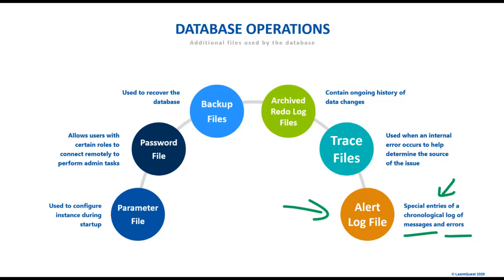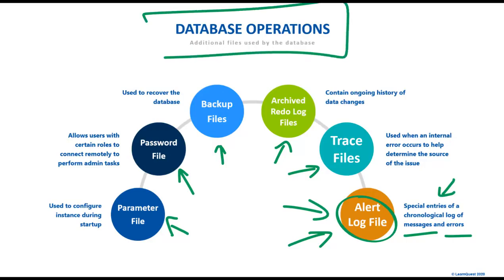If you wanted to take a look at what happened, even historically, when some problems occurred or how the system was functioning, you could keep track of these alert logs based on dates to see what's going on in the system. So, the files are, again, parameter, password, backup, archive redo logs, trace files, and finally, the alert log file. These are the 6 kinds of files that are utilized while the database is running.